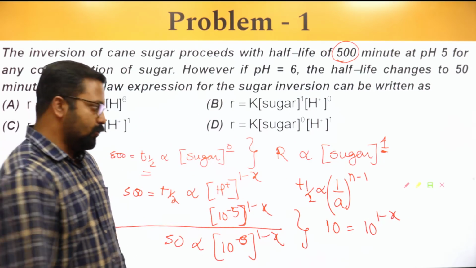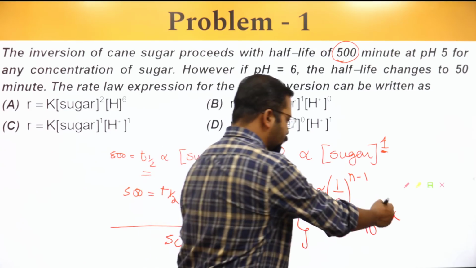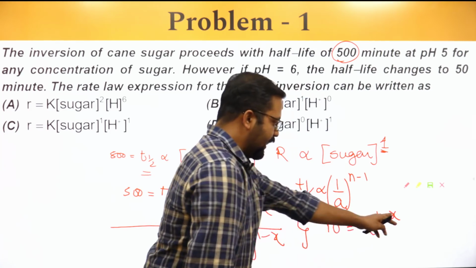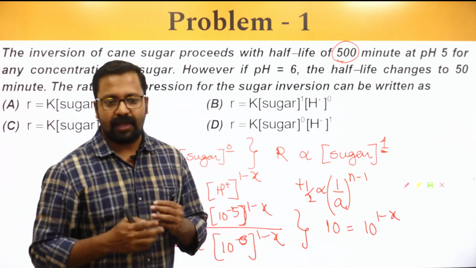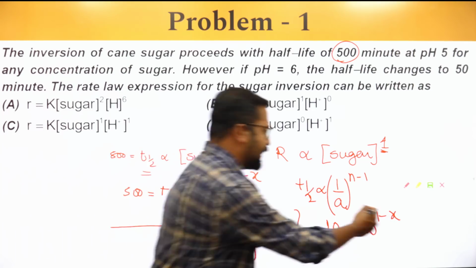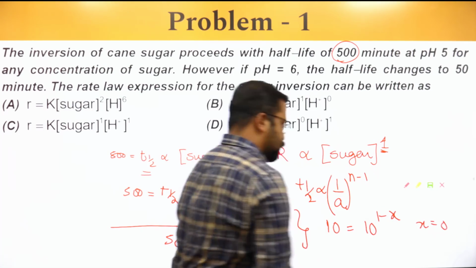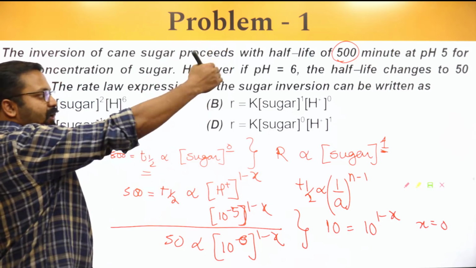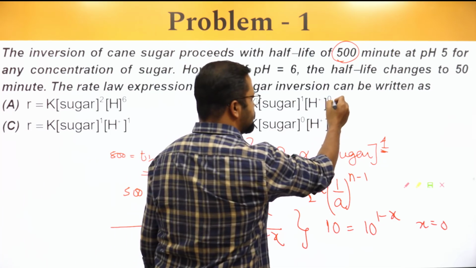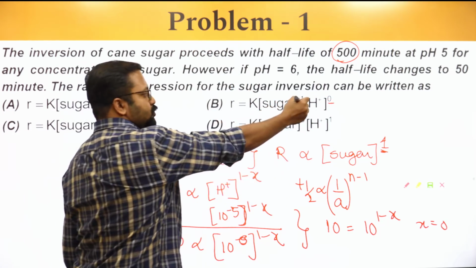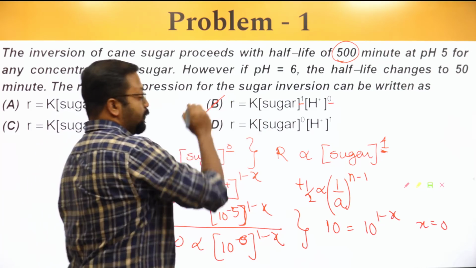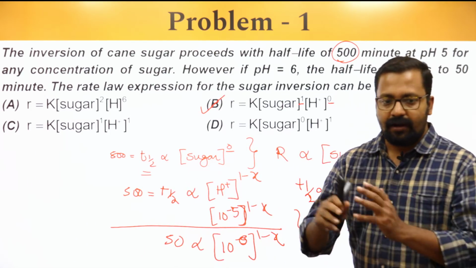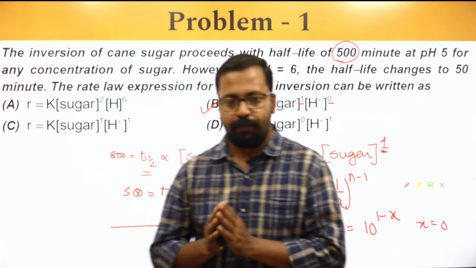So x will be equal to, can you tell me what it will be? x will be equal to 0. So the partial order with respect to hydrogen should be 0. The partial order with respect to sugar should be 1. The right answer should be B.